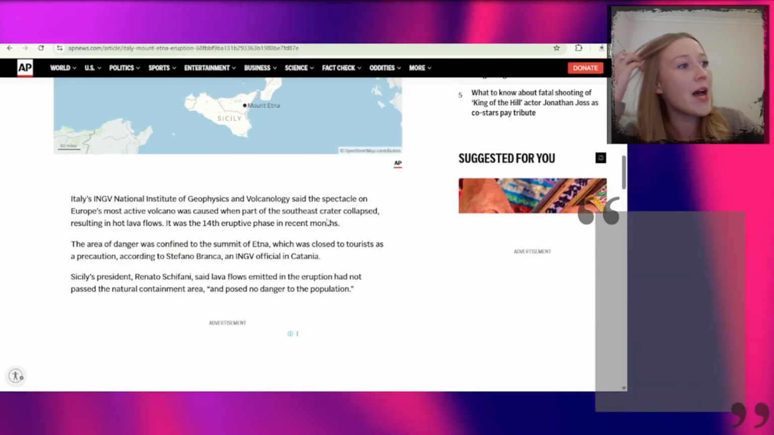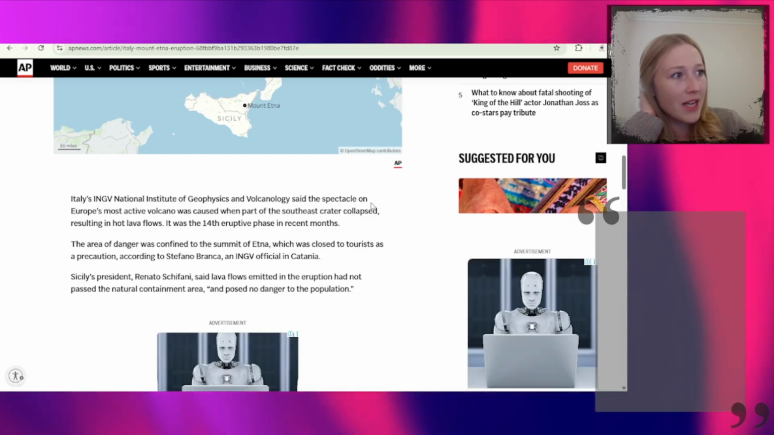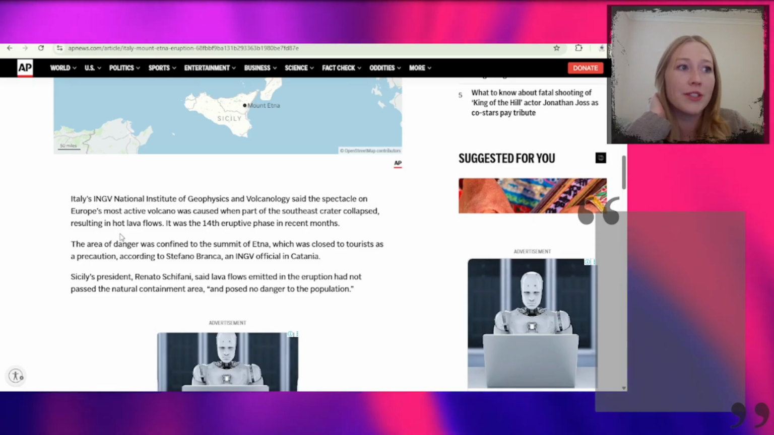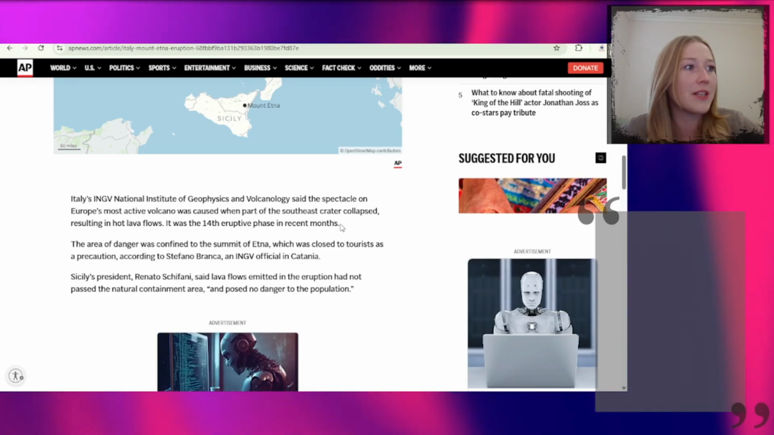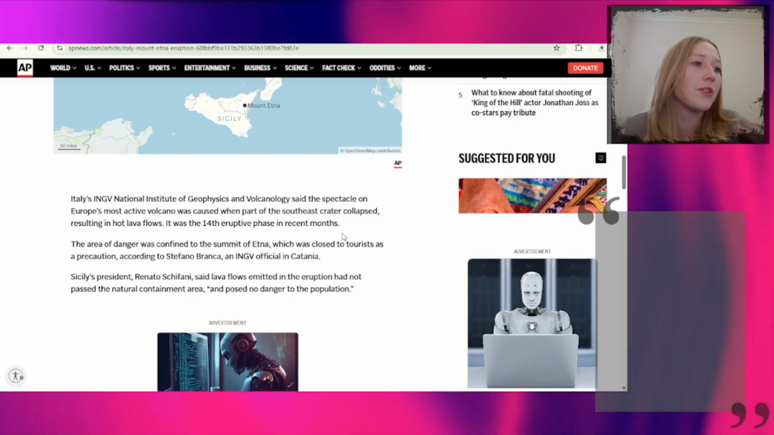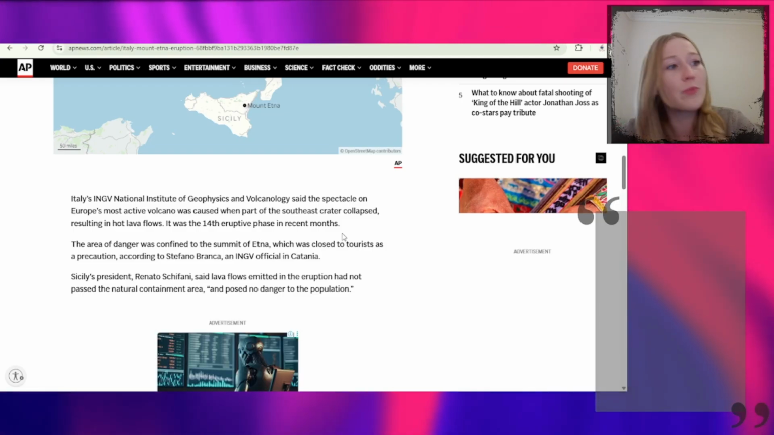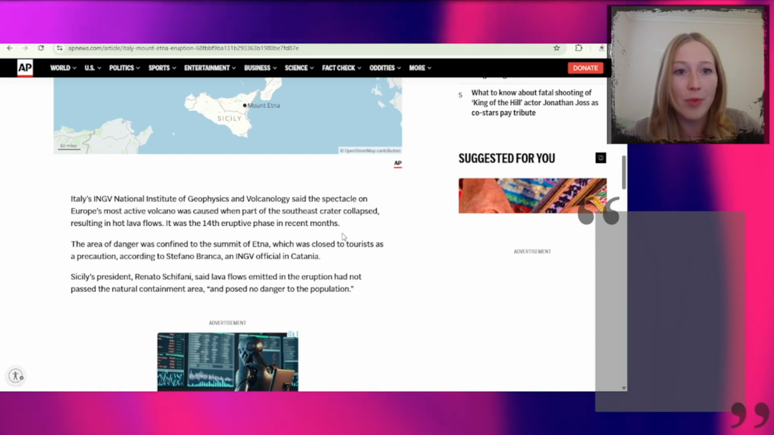So what they suspect happened is that a crater collapsed. They say the southeastern crater collapsed and that triggered this massive hot lava flow. It was the 14th eruptive phase in recent months. So it doesn't look like it was a singular big eruption, but more that it was one of multiple events that had been happening frequently.